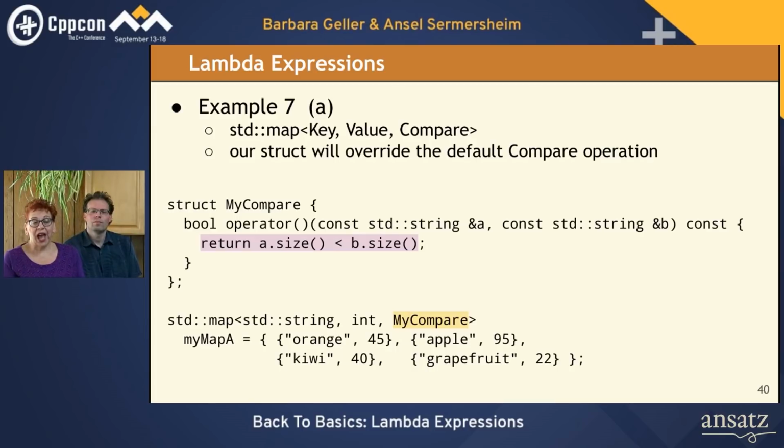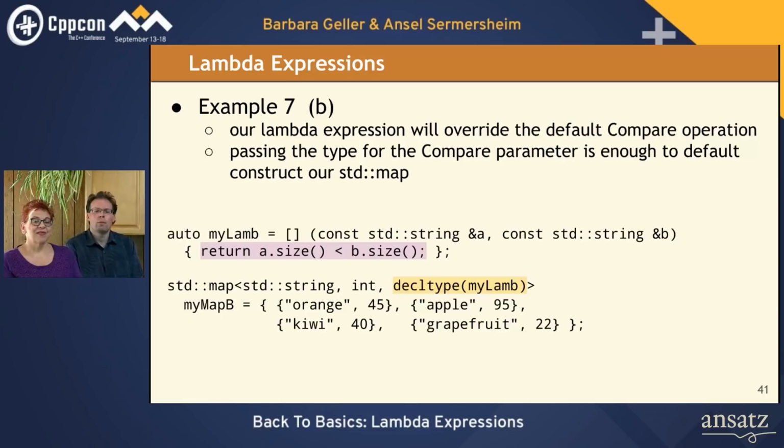The operator open close method is pretty darn simple, and it's doing a comparison. This is pretty much how a map works anyway. We're doing the less than comparison. And as you can see, for myCompare, just the data type is passed. But this is sort of the old-fashioned way. We should be using a lambda expression.